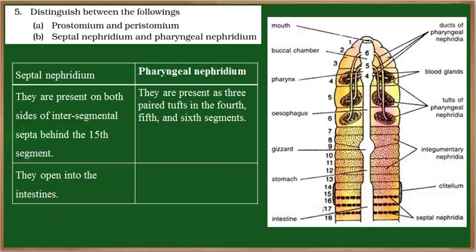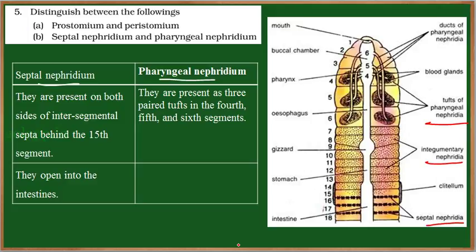Next one is the septal nephridia and the pharyngeal nephridium. These septal and pharyngeal nephridia are the excretory organs present in the earthworm. The earthworm has three types of nephridia: integumentary nephridia, pharyngeal nephridia and septal nephridia. The function of nephridia is all the same. They help in removing excess ions, regulate the body fluid and remove nitrogenous metabolic waste.